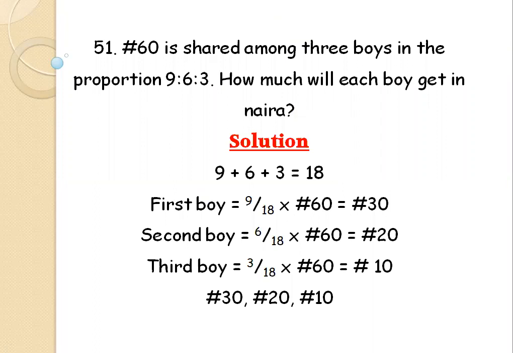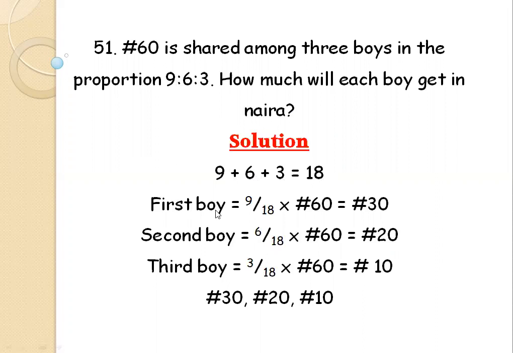Question 51 says 16 naira is shared among 3 boys in the proportion 9, 6, 3. How much will each boy get in naira? The first thing is we're going to add all those proportions together. 9 plus 6 plus 3. 9 plus 6 is 15. 15 plus 3 is 18. So we have 18. Then we'll now start finding what each of the boys will get.